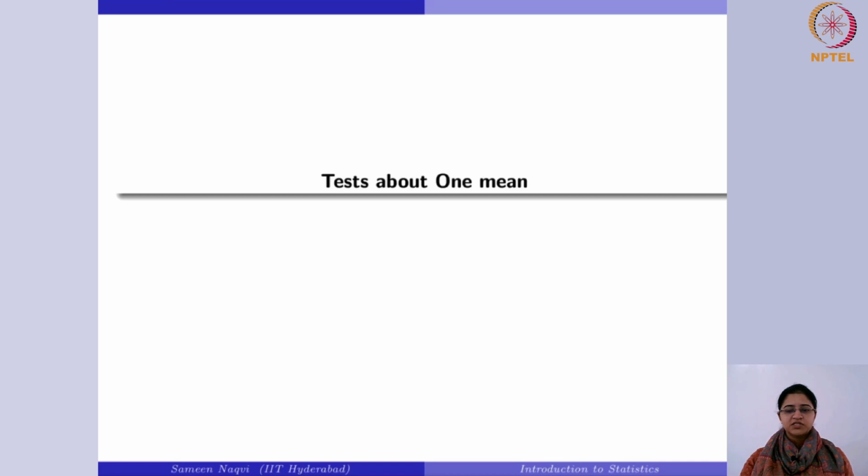The first case here would be the test about one mean, because we will be working on two mean problems, or the two sample problems, in the next week. Right now we are going to focus on situations where you have a single population and you are taking a sample from that, and you want to check whether the claims made about the population parameter are correct or not, based upon the single sample only. The first criterion that we look at in all these problems is about the mean.